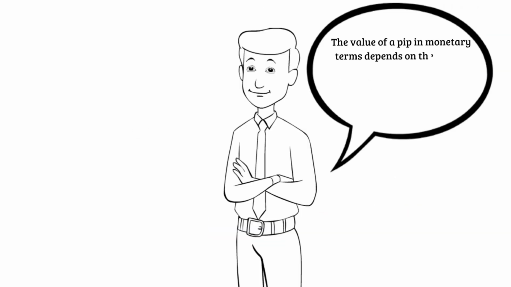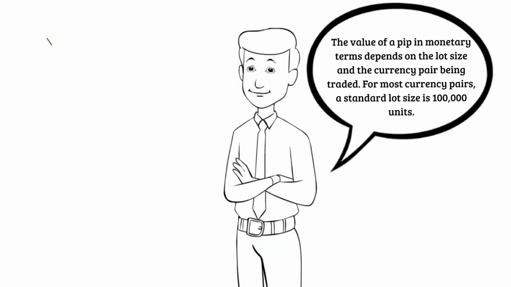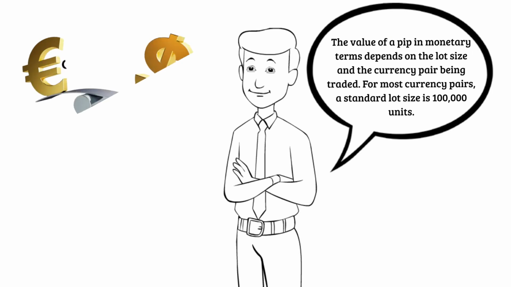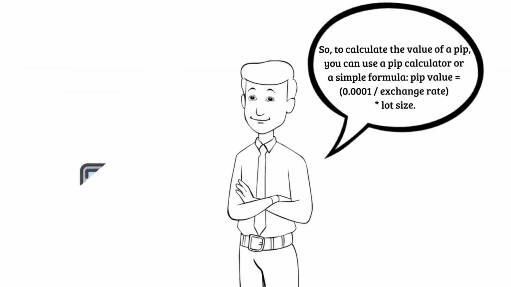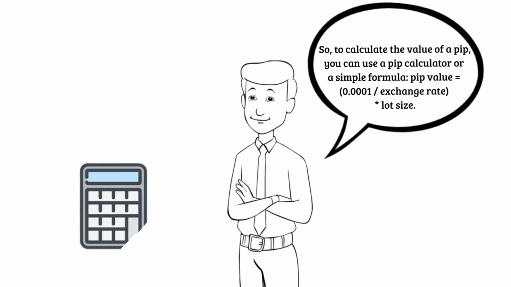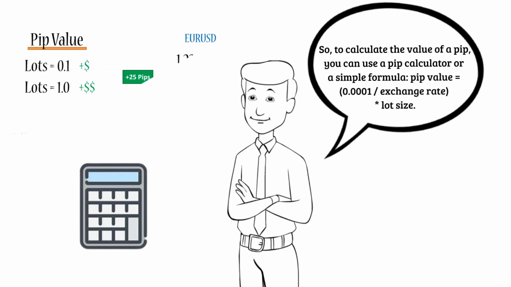The value of a pip in monetary terms depends on the lot size and the currency pair being traded. For most currency pairs, a standard lot size is 100,000 units. So, to calculate the value of a pip, you can use a pip calculator or a simple formula. Pip value equals 0.0001 divided by the exchange rate, times the lot size.